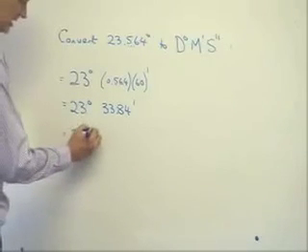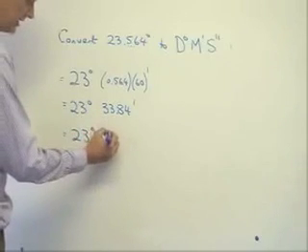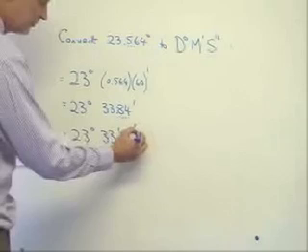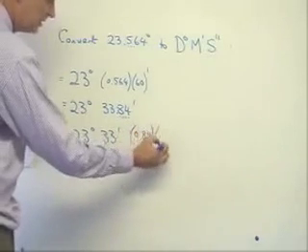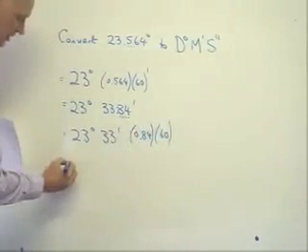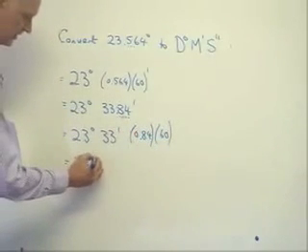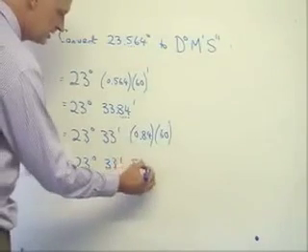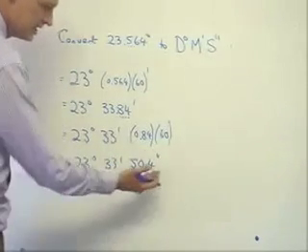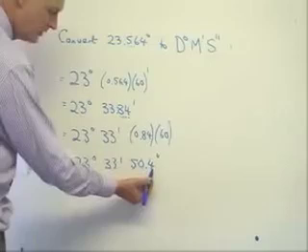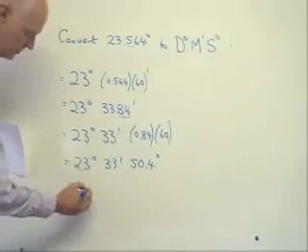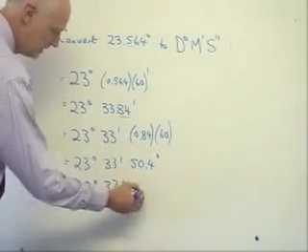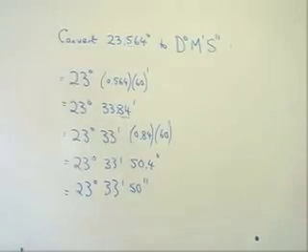So we then take the integer, 33, that's the number of minutes, and then take the decimal, 0.84, and times by 60 again on the calculator. 23 degrees, 33 minutes, and then 50.4 seconds. And that's where we can stop. We round up or round down here. So the final answer is 23 degrees, 33 minutes, and 50 seconds.